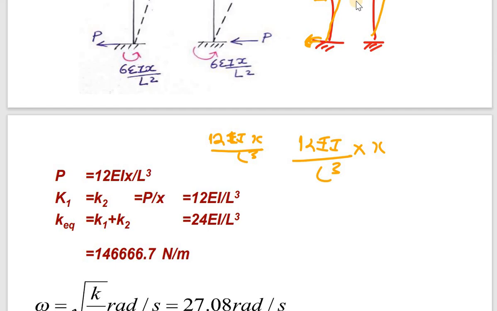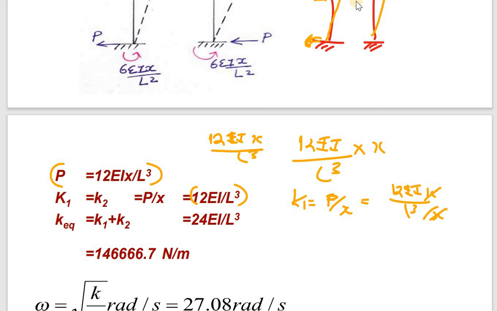So we know K1 and K2. K1 is equal to the force divided by x. We know that stiffness is equal to F by x. Instead of F, here I am using P. So it will be 12 EI x divided by L cube, divided by x. The x's will cancel. So what is the K1 value? K1 is 12 EI by L cube. K2 is also 12 EI by L cube.